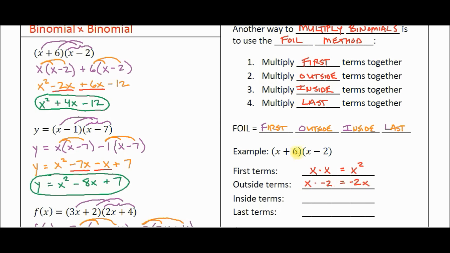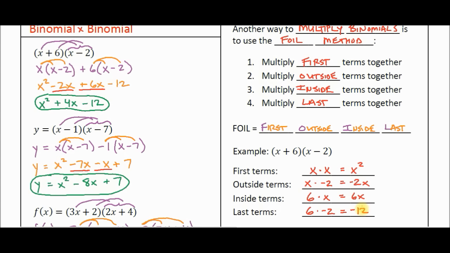The inside terms are the ones that are showing up in the middle. We've got a positive 6 and an x. So the inside terms are positive 6 times x, and that's equal to 6x. And then our last terms. The last term in this binomial is positive 6. The last term in this binomial is negative 2. So you've got 6 times negative 2 equals negative 12.